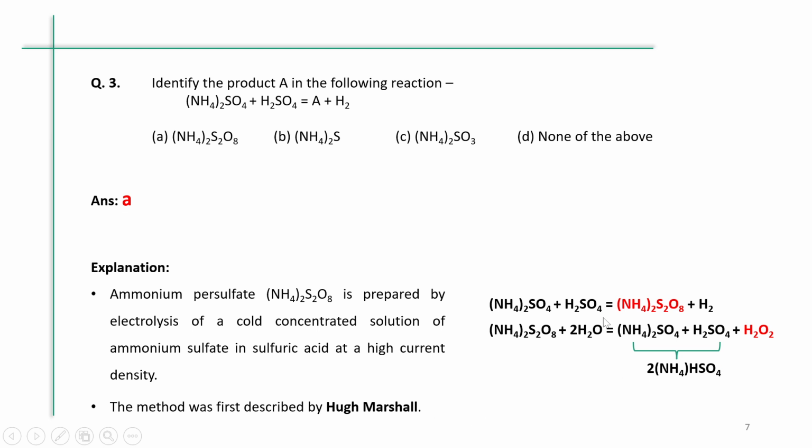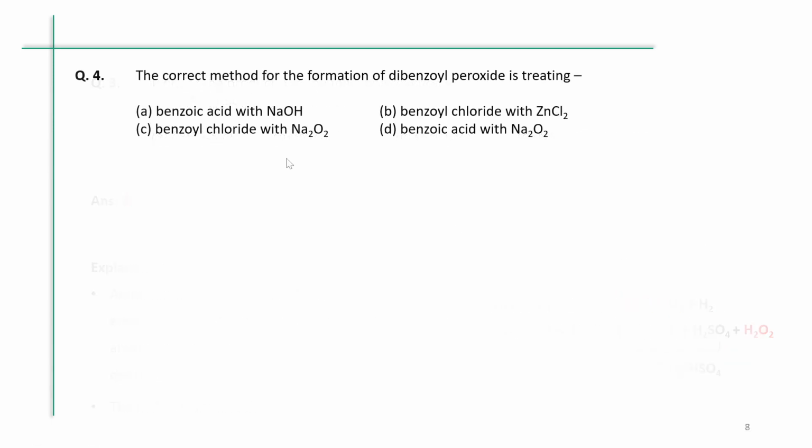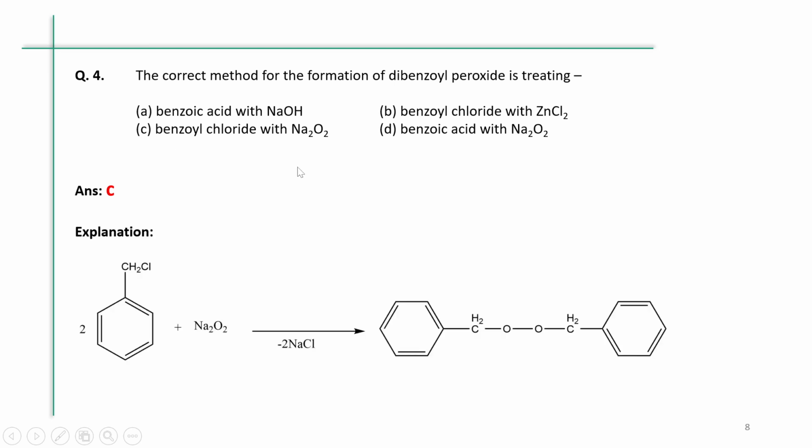Okay, and we know Marshall's acid also. From this ammonium persulfate we can generate Marshall's acid, that is H2S2O8. How can we generate it? If we react this ammonium persulfate with an acid like H2SO4, then H2S2O8, Marshall's acid, can be generated. Then, the correct method for the formation of dibenzoyl peroxide is treating benzoic acid with NaOH, benzoyl chloride with ZnCl2, benzoyl chloride with Na2O2, or benzoic acid with Na2O2. So the correct answer will be benzoyl chloride with Na2O2.